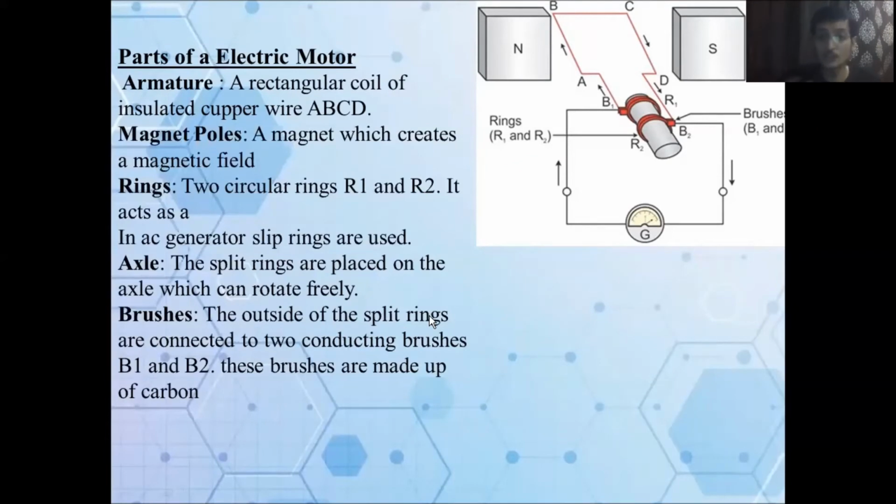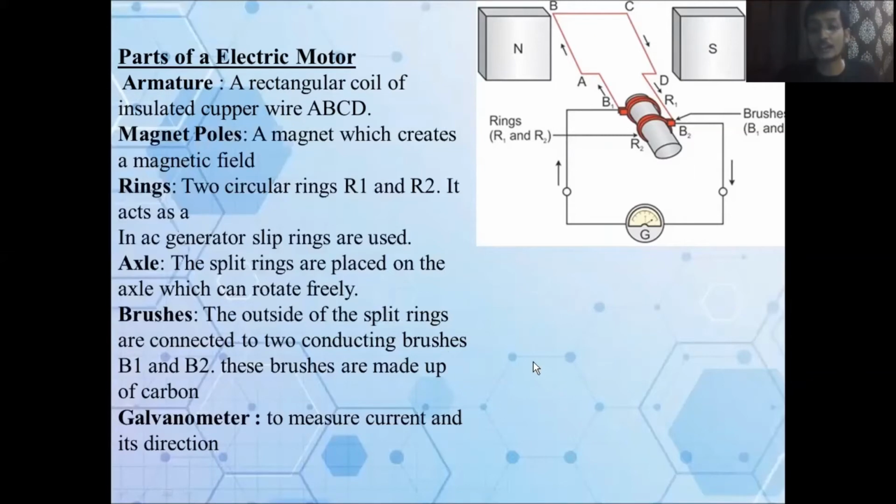And then we have brushes. We have 2 brushes. R1 and R2 are the 2 rings, and B1 and B2 are the 2 brushes. So B1 is connected with R1 and B2 is connected with R2. The brush is just touching the ring. There is no proper connection or welding or joint. So one thing keeps on rotating and another thing keeps on touching it. Brushes are made up of carbon because carbon is a very good lubricant. So it reduces the friction and it reduces the wear and tear.